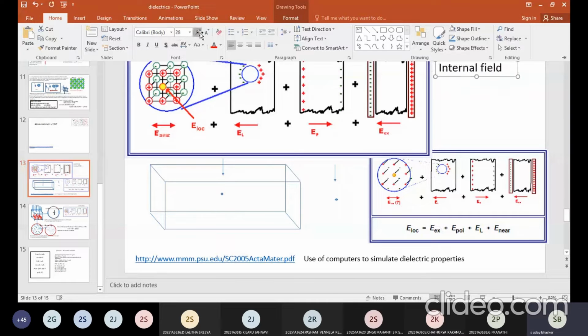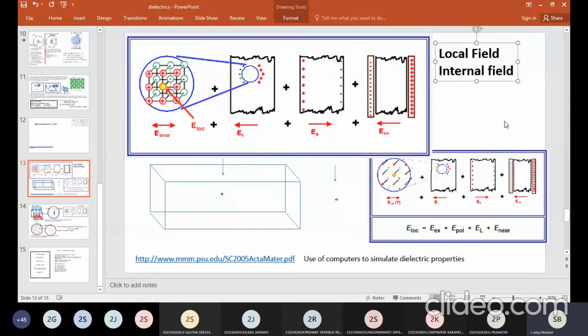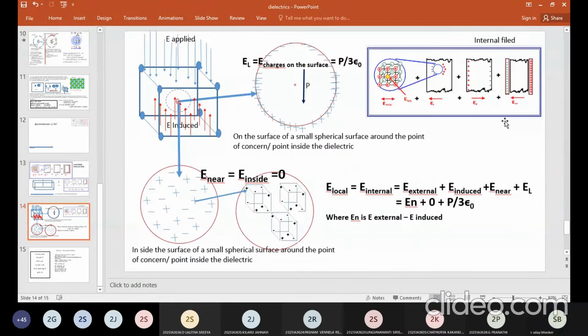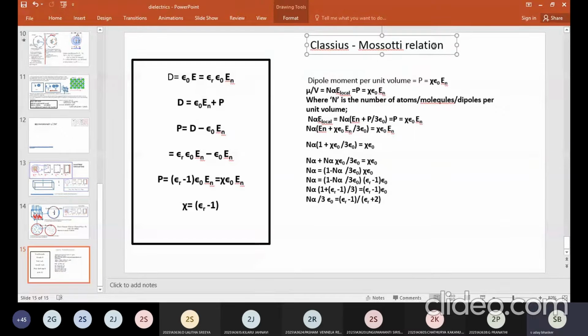And that's what we discussed just now. Okay, right. So local field and internal field. Right. Next is Clausius-Mossotti relation. Why should we study it? What is the Clausius-Mossotti relation?